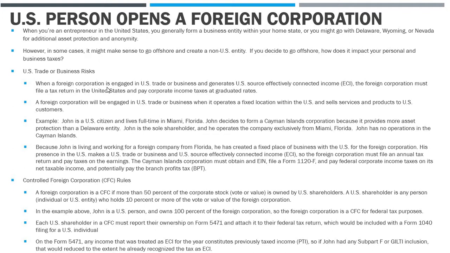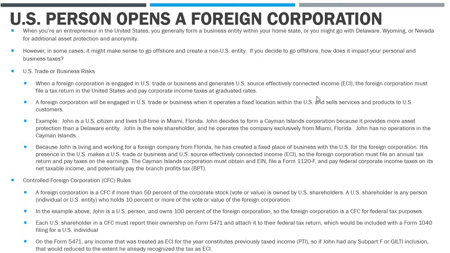So let's back up. A foreign corporate entity generally doesn't have to do anything in the U.S. It doesn't pay any U.S. taxes. It doesn't have any U.S. tax filings unless the foreign corporate entity is engaged in U.S. trade or business and it generates U.S. source income that is effectively connected with that U.S. trade or business. If a foreign corporation finds itself in that position, it's going to have to file a tax return in the U.S. and pay corporate income taxes.